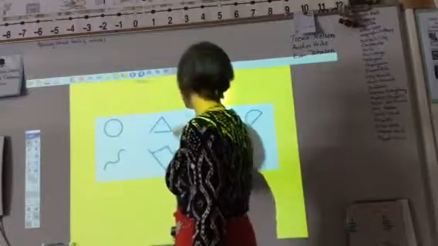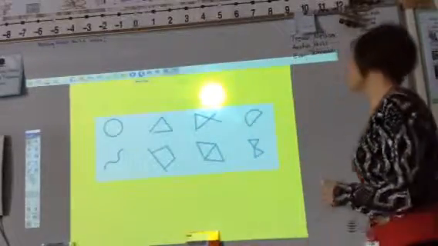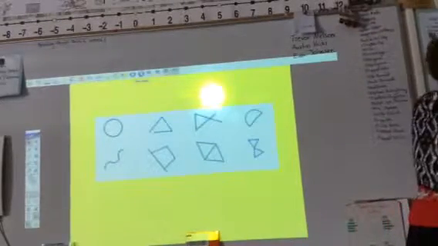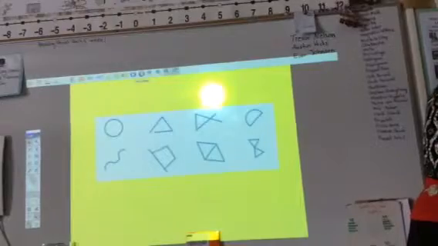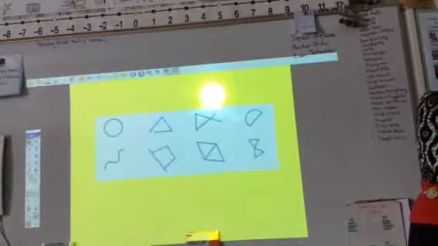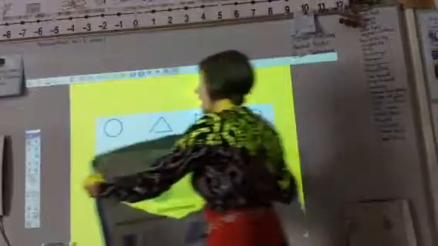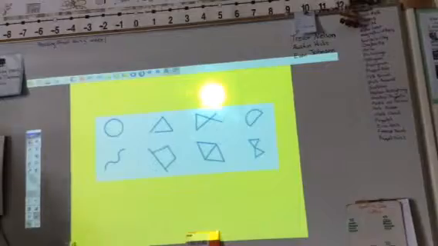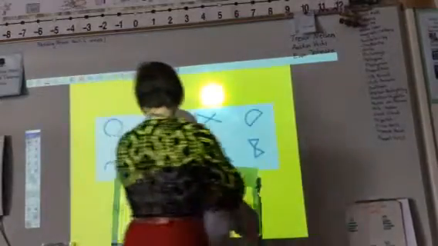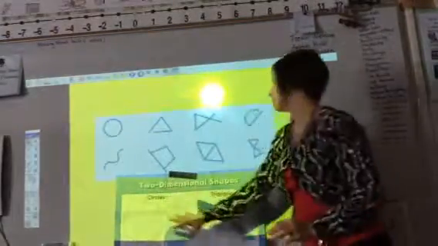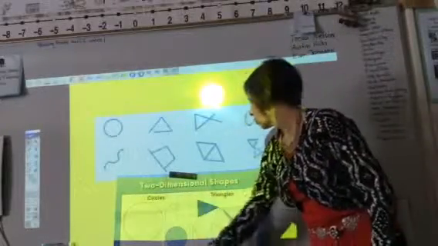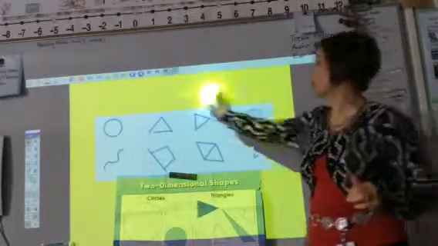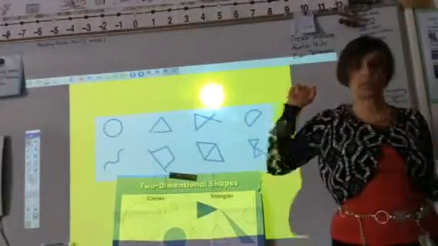Okay. When we look at these shapes, what can we say about these shapes? I'm going to pull our two-dimensional shapes poster over here, and I'm going to ask you to think about what you notice about these shapes using this poster. Here are our two-dimensional shapes: circles, triangles, rectangles, quadrilaterals, other quadrilaterals, pentagons, hexagons, and we're going to be talking about these shapes. What do you notice about these shapes? Tell me one thing you notice.